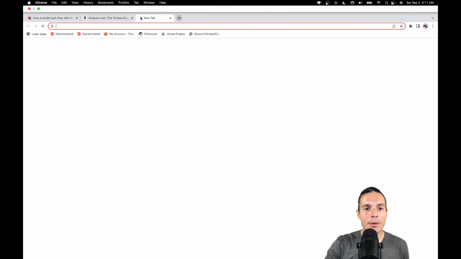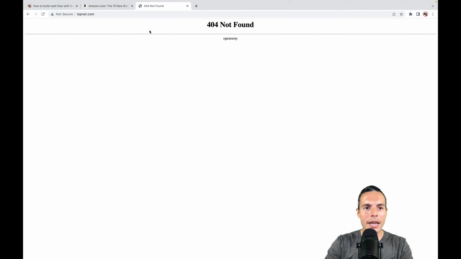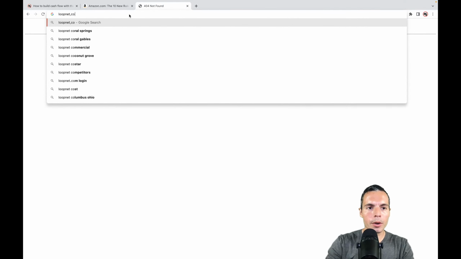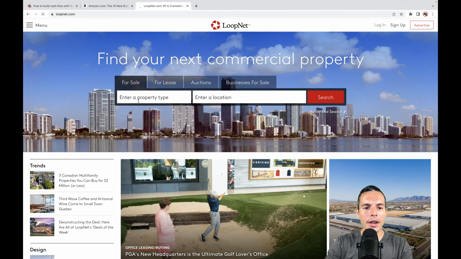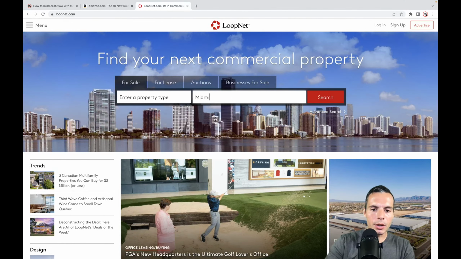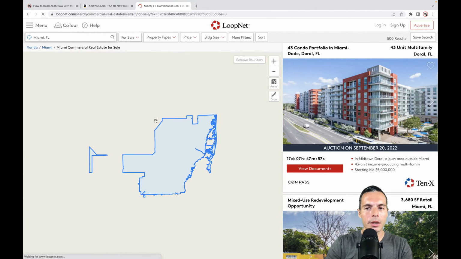Another good website that I want to give you is called LoopNet. LoopNet is for commercial real estate, and you can look for properties, hotels, and everything that is commercial. You see right here, for sale. And you have office, industrial, retail, restaurant, shopping center, multifamily, specialty, healthcare, hospitality. So you can actually enter the location, and you're gonna find all sorts of great properties that you can invest in, okay, and start acquiring.